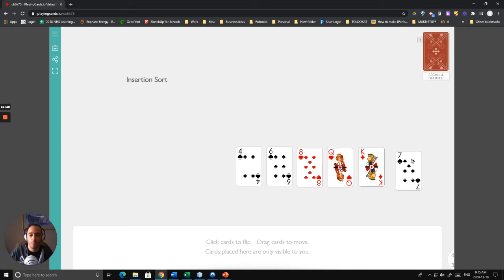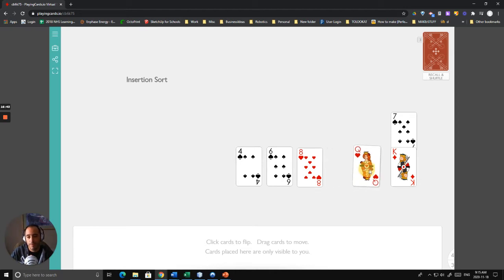Now the loop moves over one more, and it's going to look at this, and it's going to say, okay, is the king bigger? Yes, it is. So it's literally moving the king over one position. Is the queen bigger? Yes, it is. It moves it over one position.